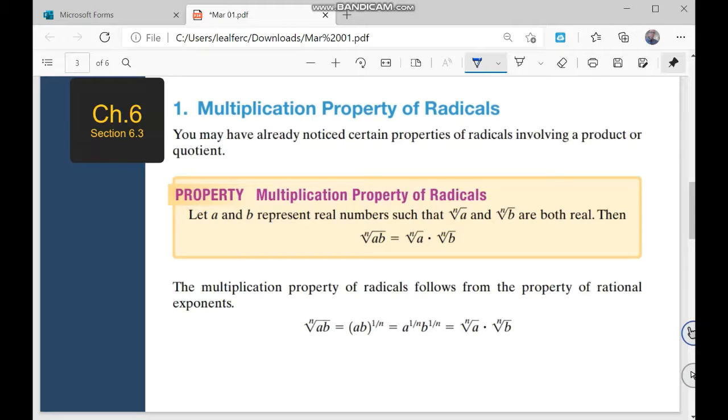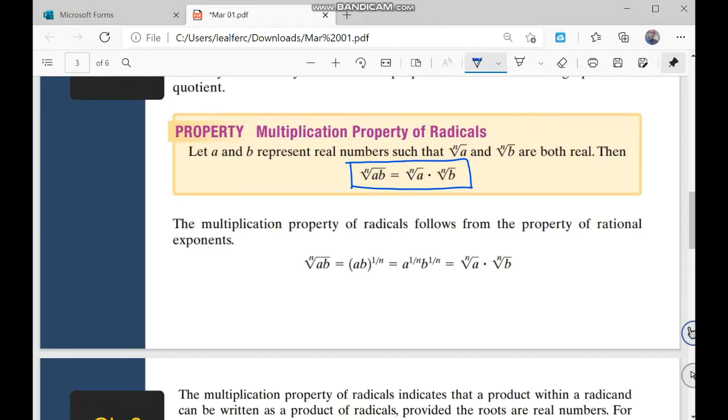Let a and b represent real numbers such that the nth root of a and the nth root of b are both real, then you're going to have this property: the nth root of a times b equals the nth root of a times the nth root of b. That's it. This is the property. You can also write, let me show here at the bottom, you can switch sides. It's going to be the same thing. The nth root of a times the nth root of b equals the nth root of a times b.